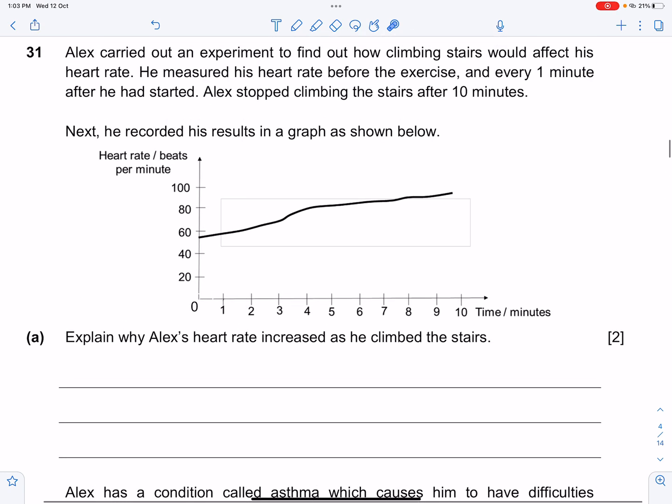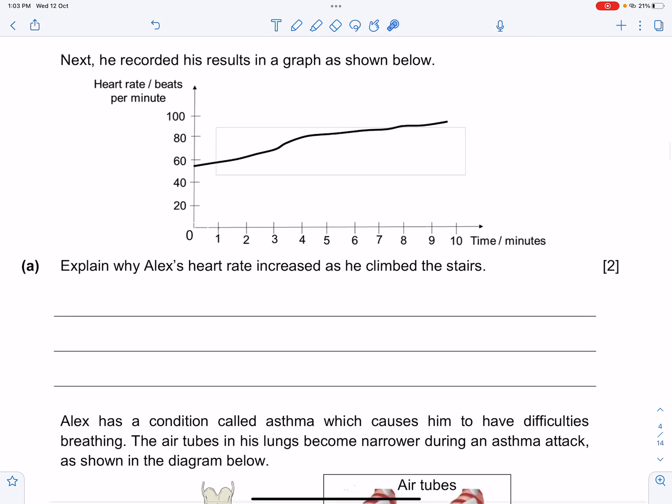So, in this case, they asked you, explain why Alex's heart rate increased as he climbed the stairs. So this is a very typical question on respiration and circulatory system integrated. There is another variation of this question where they talk about breathing rate. But in this case, they talk about heart rate. This tells me that they are concerned with the circulatory system. So in the circulatory system, alright, you have the heart.